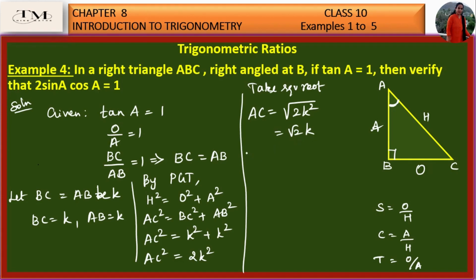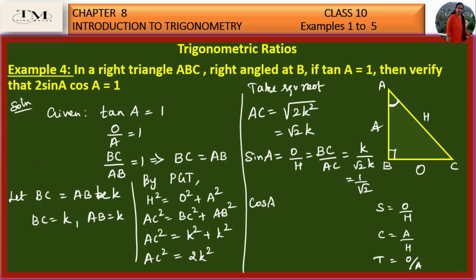Now we have to find out the value of sin A and cos A. So what is sin A? Sin is nothing but opposite by hypotenuse. So opposite side is BC. So BC by hypotenuse side is AC. So what is the value of BC? BC we assumed it as K. AC is root 2K. So this K gets cancelled. So we get 1 by root 2.